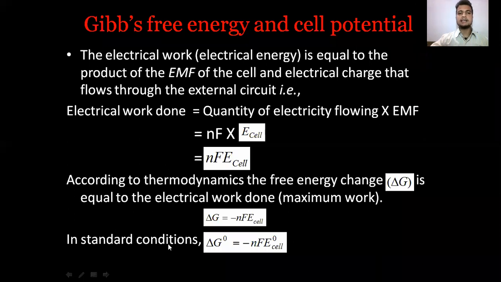Now in standard conditions, if it is 1 molar concentration, at 298 K, and if it is a gas, at 1 bar, then we write this expression as delta G naught, which in standard condition will be equal to minus nF E naught cell.